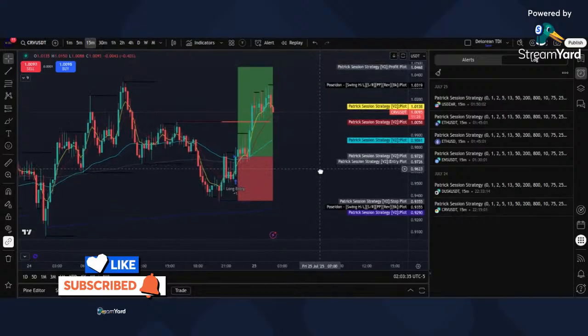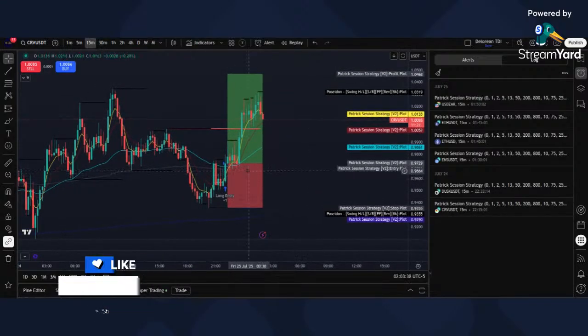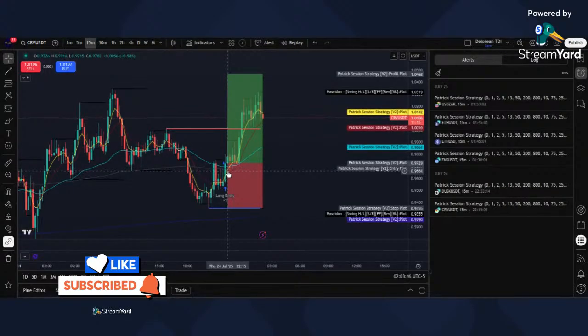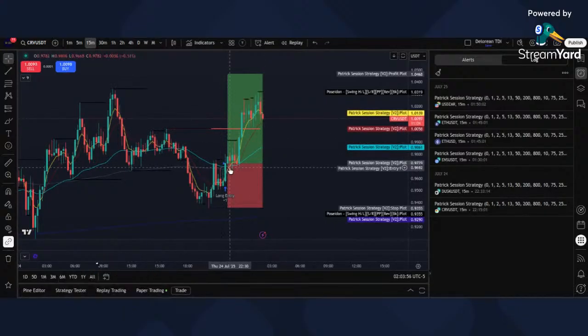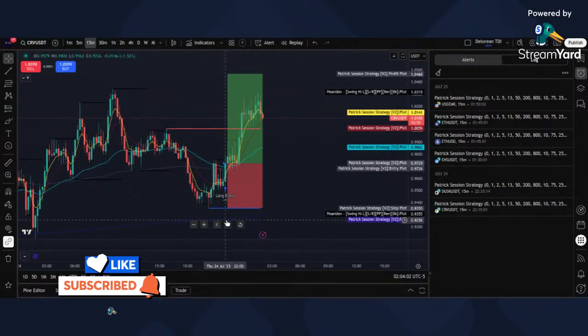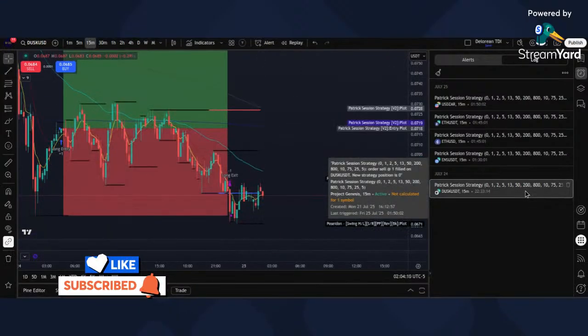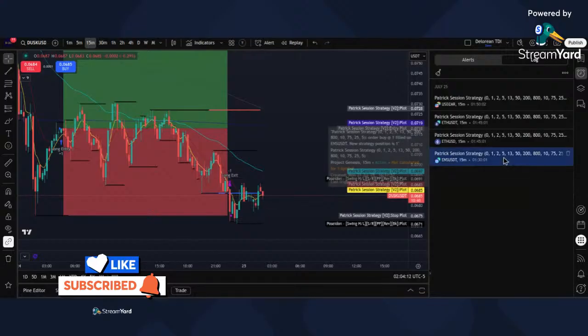We have CRV versus Tether. This trade was called out at 11:15 yesterday. I was asleep at that point, and since then the trade has gone into profit. So at the time the trade was called, you have yellow over red, so buyers had control of the market. You have aqua, gray, blue, which is an uptrend, and what happened? Price took off. We looked at DUSK already.